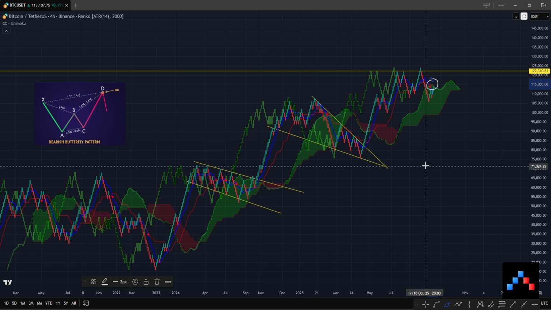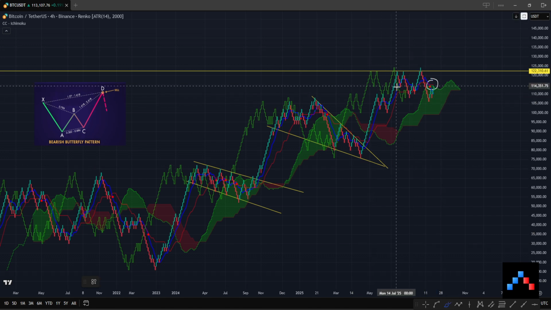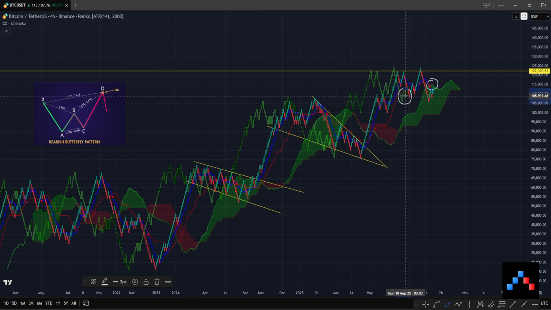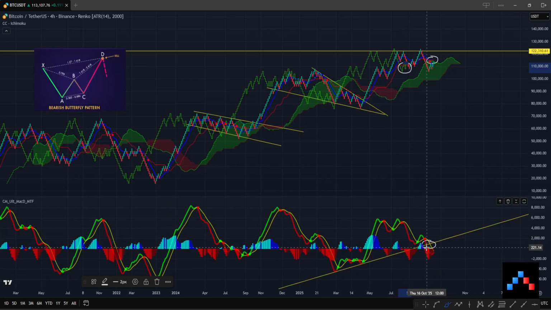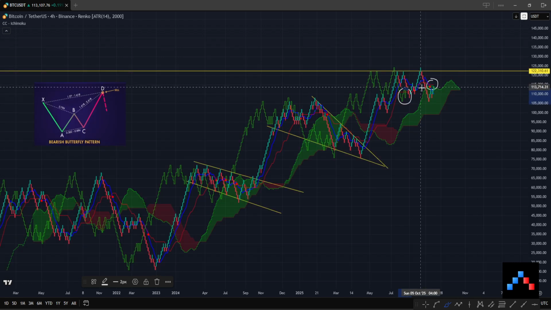Not only that, by looking 26 periods behind at the lagging span, you can see that the lagging span is also under the conversion line and the baseline. This is also called a breakdown. Okay, 26 periods behind, the lagging span is actually breaching down. So we have multiple confluences here. We have the MACD breaking down, the TK cross, and also the lagging span 26 periods behind that is also breaking down.